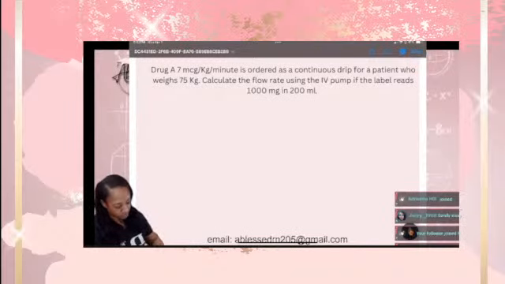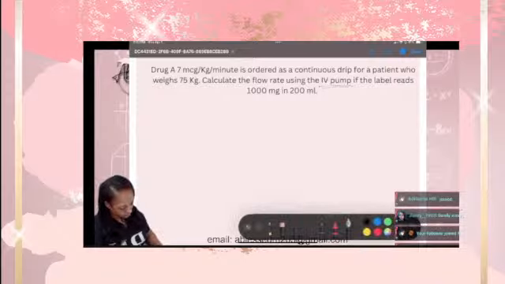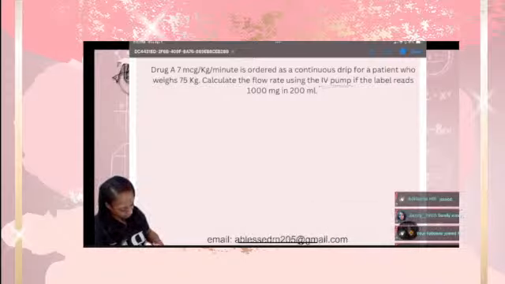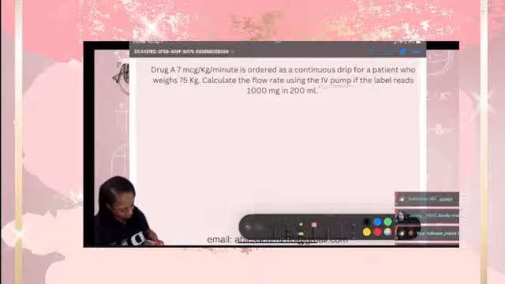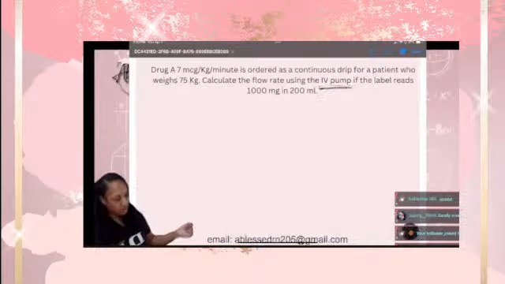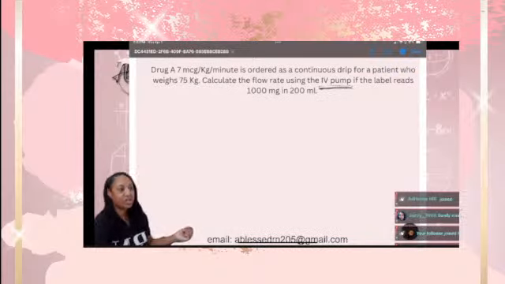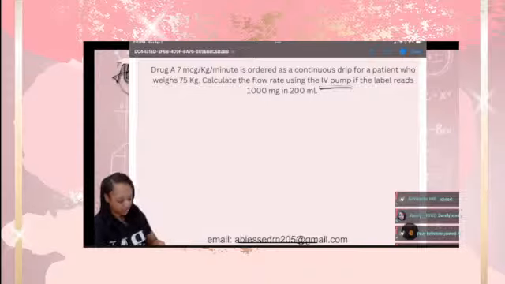Okay, so remember when we see IV pump? Remember when we see IV pump, that is your key word for milliliter per hour, okay?